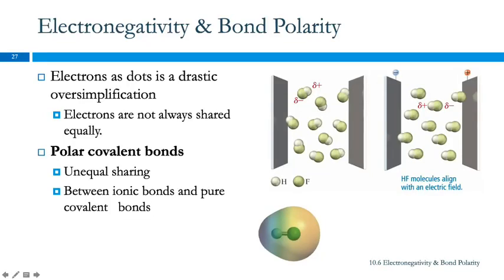So, of course, using dots to represent electrons is a drastic oversimplification. And yet it's still useful, thank goodness. So one of the things that is lost is that electrons are not always shared equally.